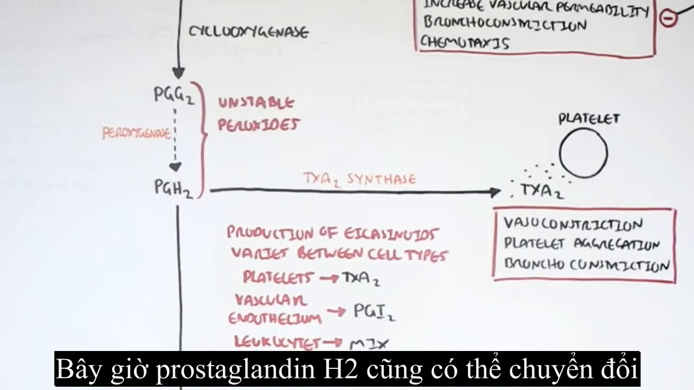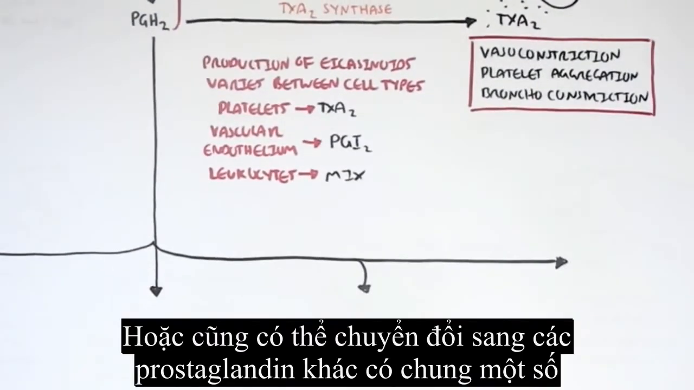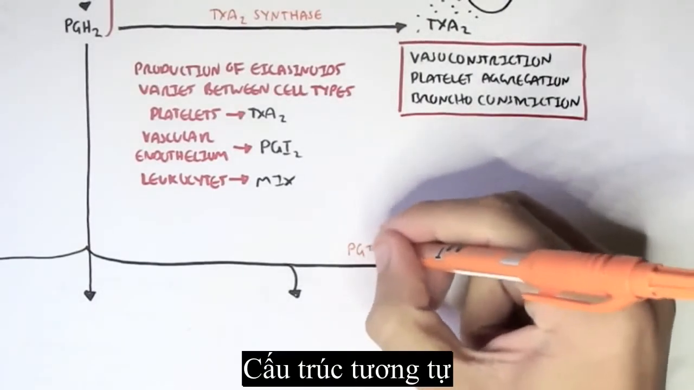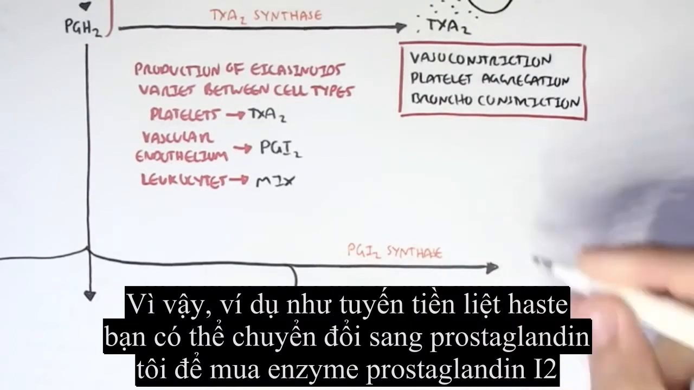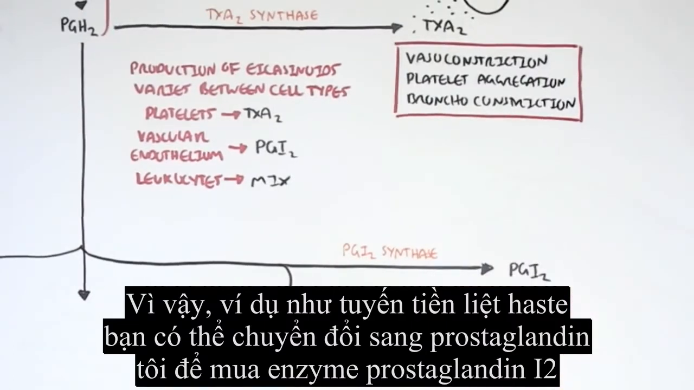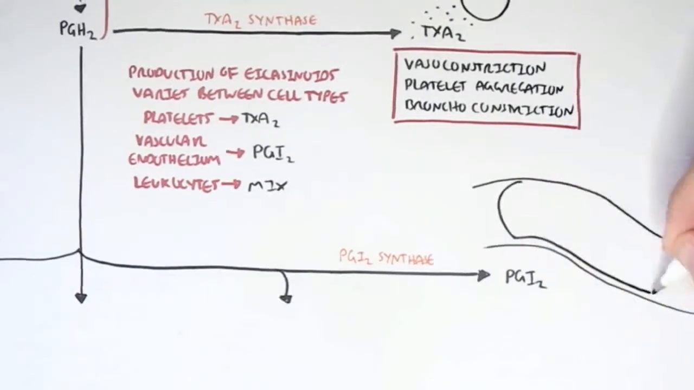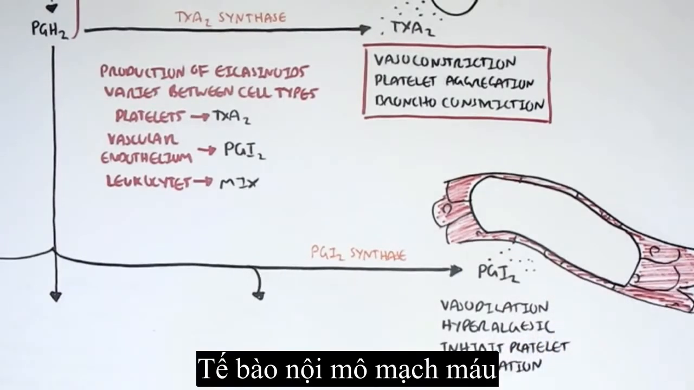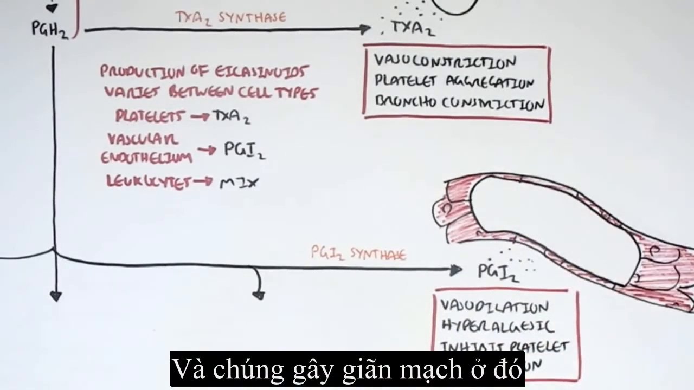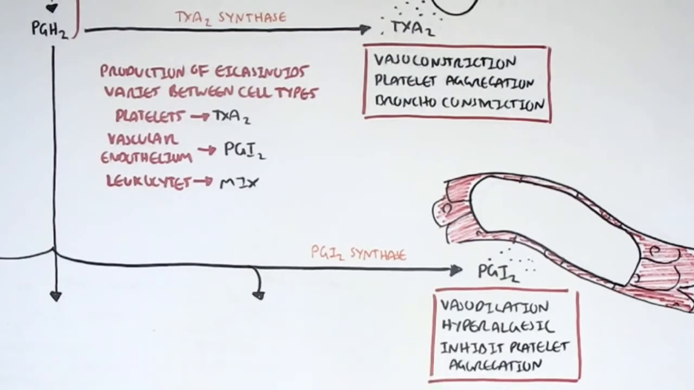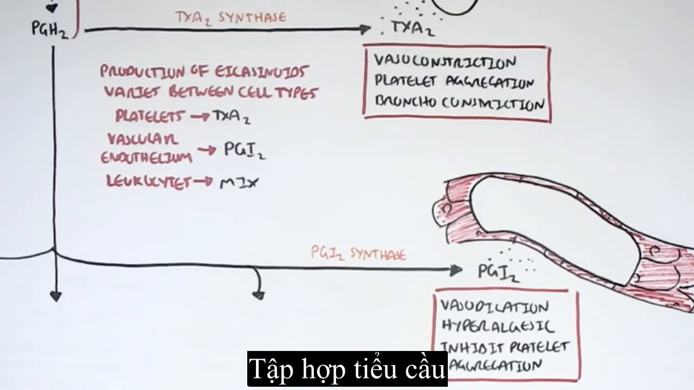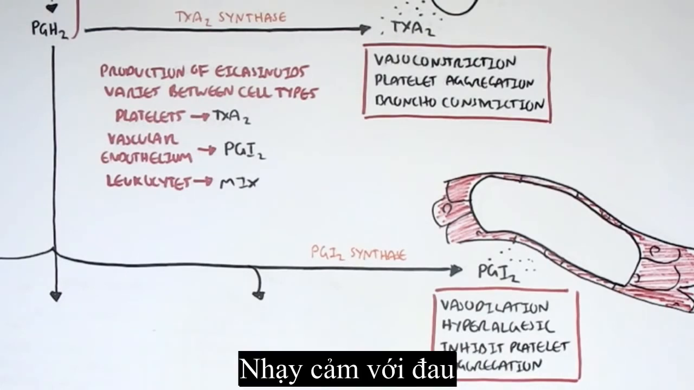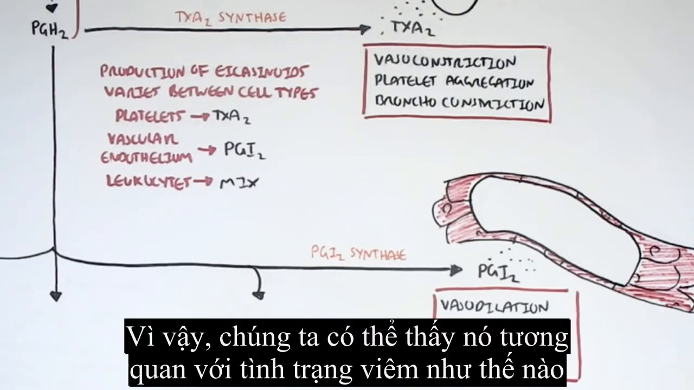Now, the prostaglandin H2 can also convert to other prostaglandins, some of which share similar structures. So for example, the prostaglandin H2 can convert to prostaglandin I2 by the enzyme prostaglandin I2 synthase. Prostaglandin I2, as I mentioned, is produced mainly by the vascular endothelial cells, and they cause vasodilation, they're hyperalgesic, and they also inhibit platelet aggregation. Hyperalgesic just means that there will be an increased sensitivity to pain, so we can see how it correlates with inflammation.